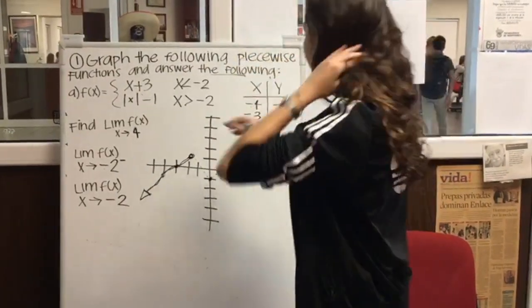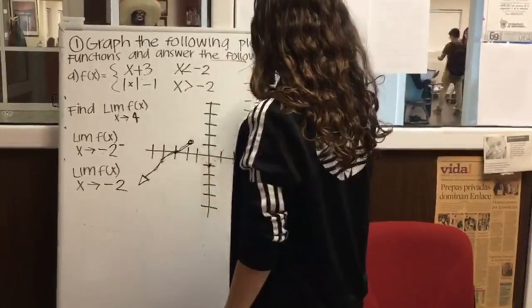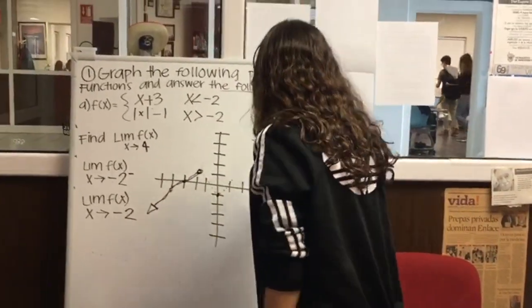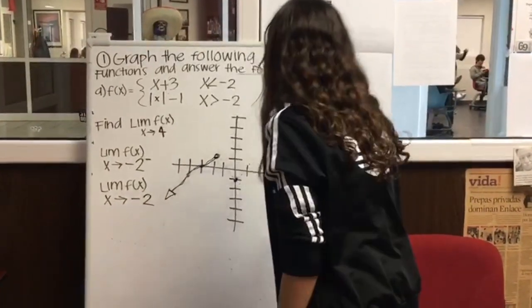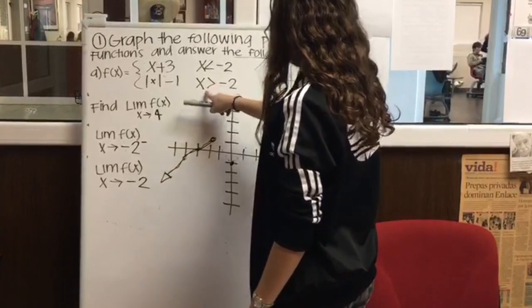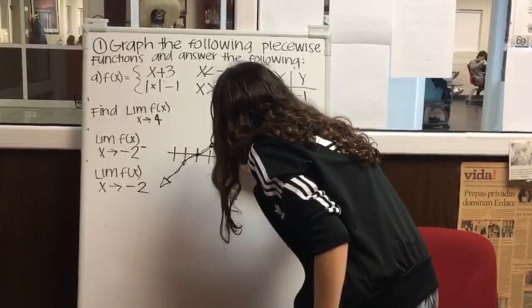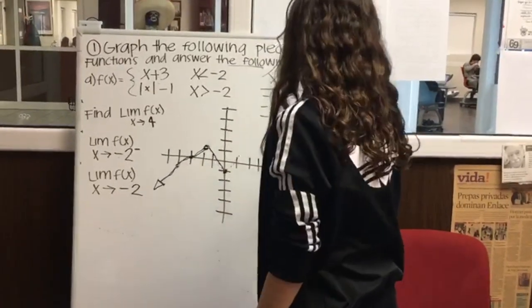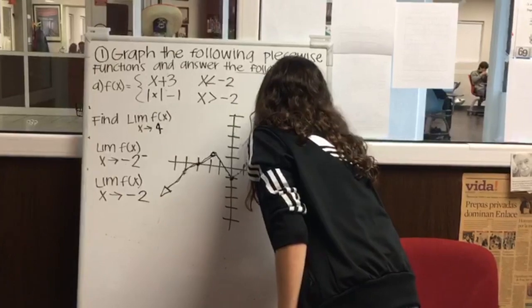Then here we have x minus 1 when x is greater than -2. So we go to -1, and then since the x has to be greater than -2, here we end it, and then to this way it goes all the way up.